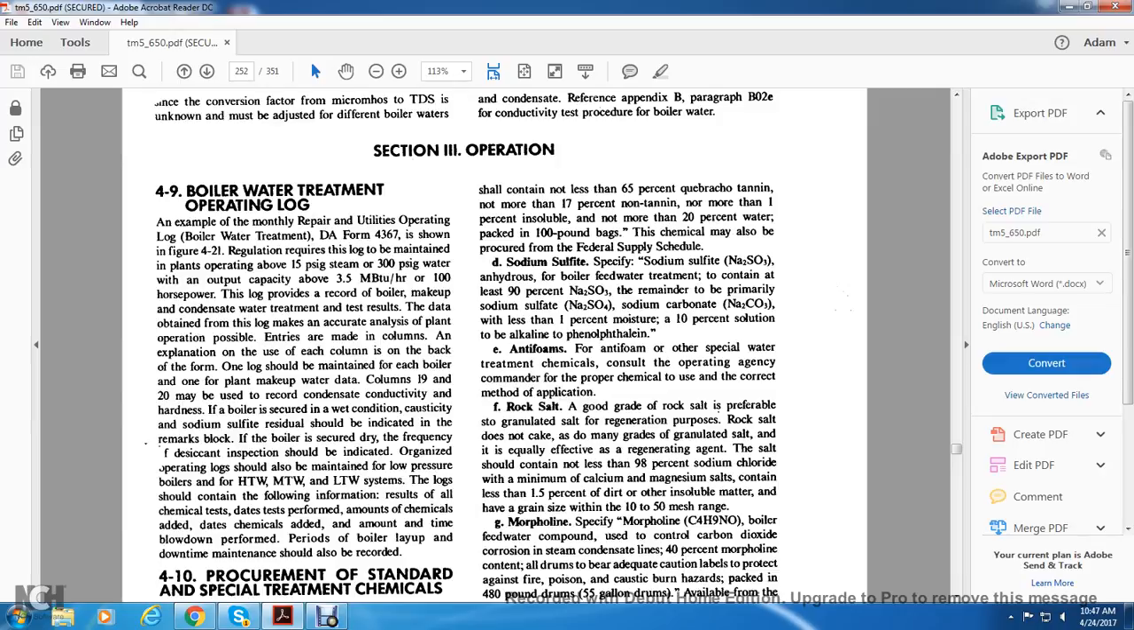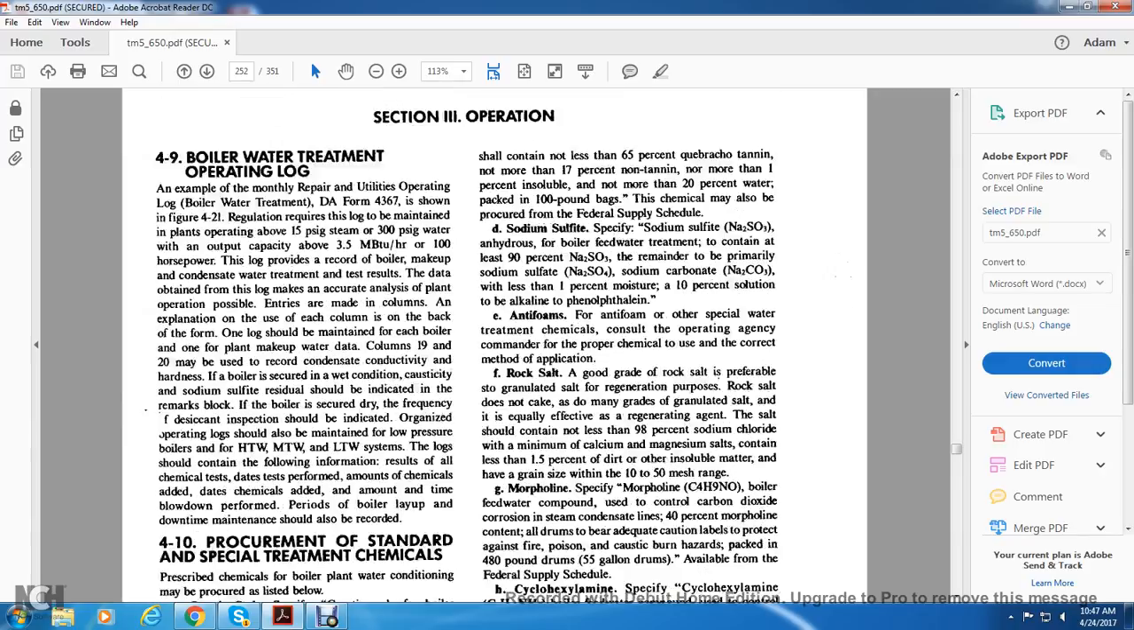Sodium sulfite. Specify sodium sulfite, Na2SO3, anhydrous, for boiler feed water treatment, containing at least 90% sodium sulfite, with sodium carbonate and lead less than 1%, and a 10% solution alkaline to phenolphthalein. Antifoams. For antifoam and other special water treatment chemicals, consult the operating agency commander for the proper chemical to use and the correct method of application.